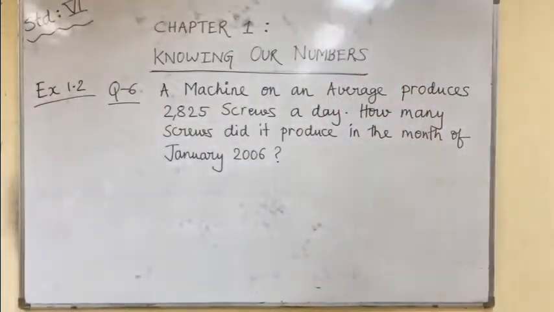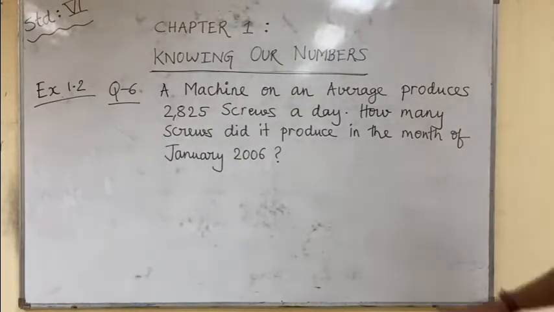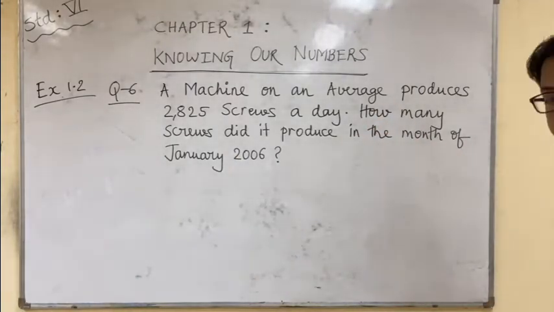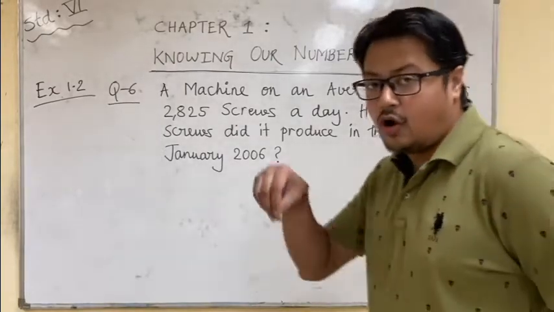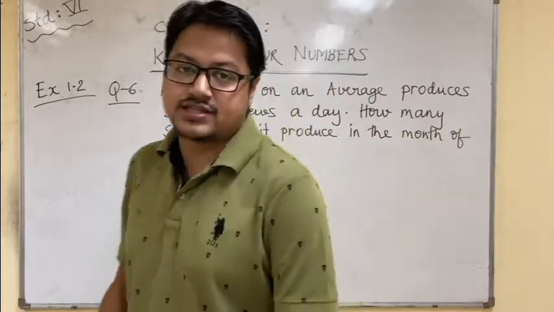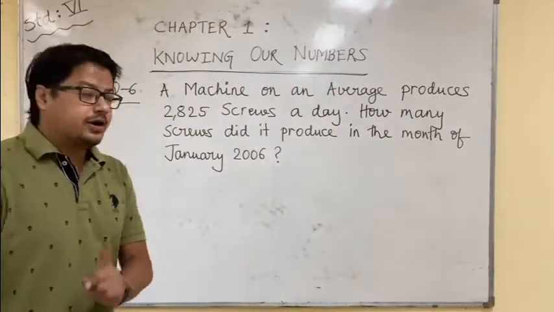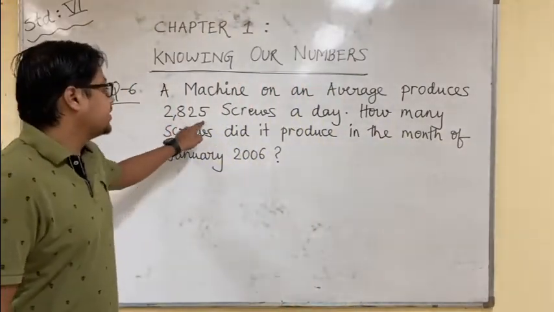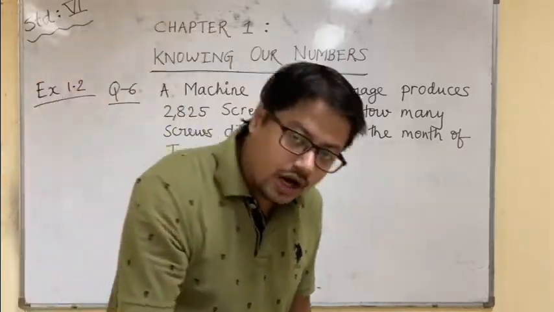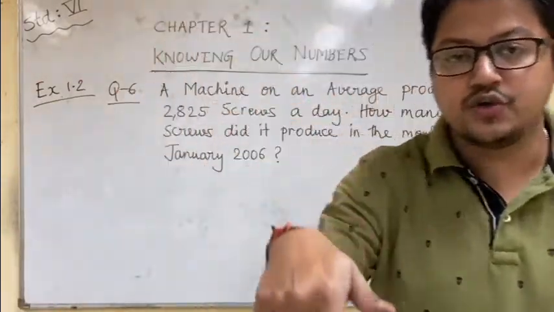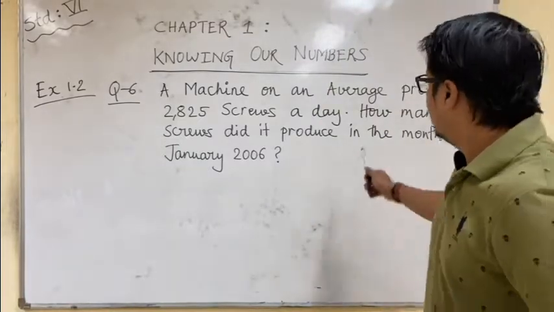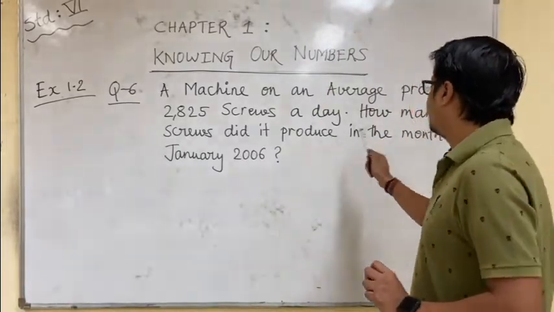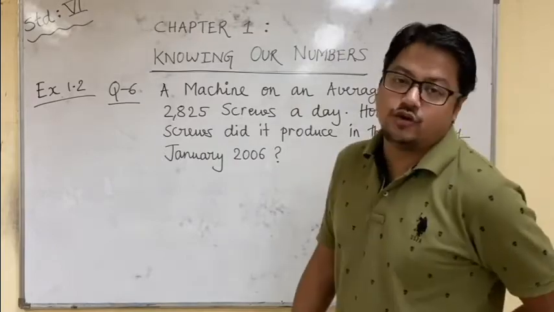Let us first read and understand the question. A machine on an average produces 2825 screws on a day. What is the meaning of this? There is a machine that produces 2825 screws a day, that is, it is producing 2825 screws in a single day. How many screws will it produce in the month of January?